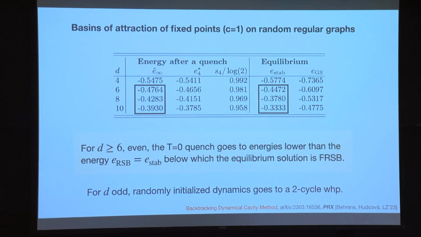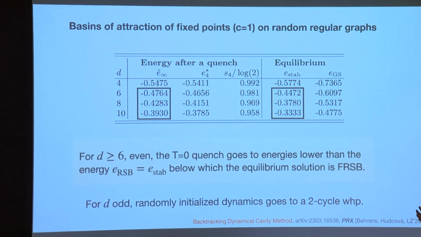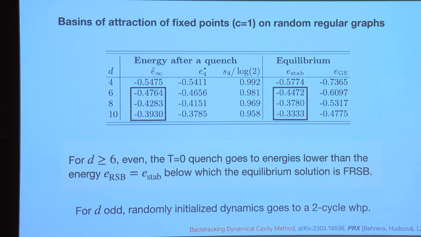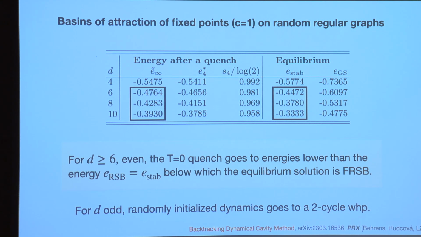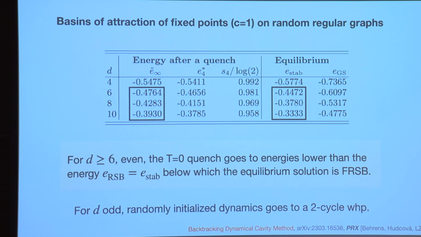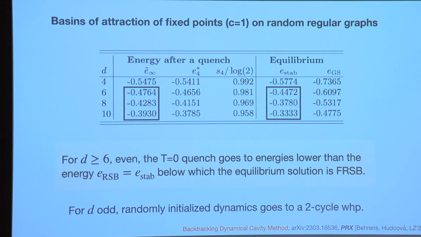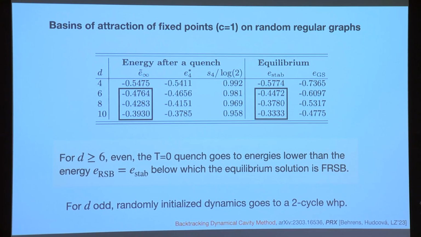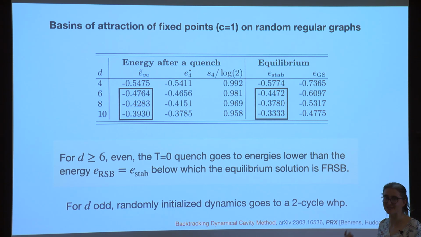It's a similar strangeness to what I already said, that you have this calculation in the full RSB. Also, the dynamics goes to the full RSB. Okay. And I'm only showing you even degree because for odd degree, we actually go to a cycle from random initialization, and we see that in the equations. So we need to do something else for odd degrees.